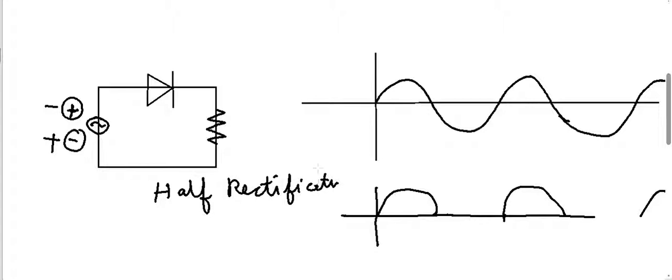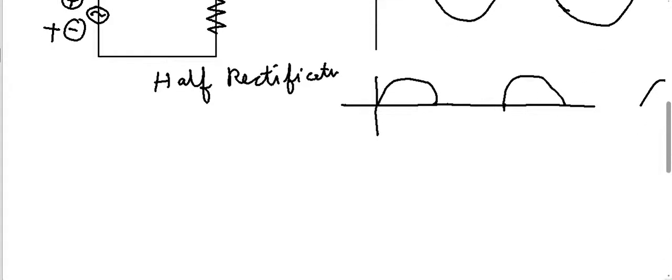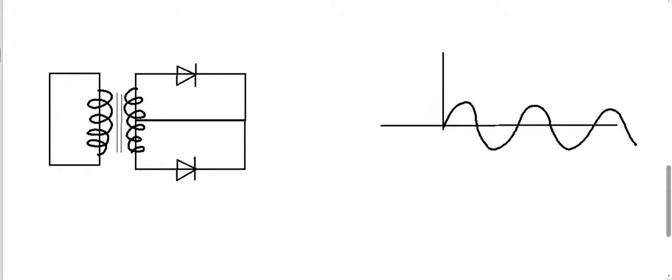What should we do if we want to pass the full circuit, full AC current, but only want to have a positive sign? What can we do to achieve that? The way that is achieved is through the arrangement of full wave rectification, which is shown here.